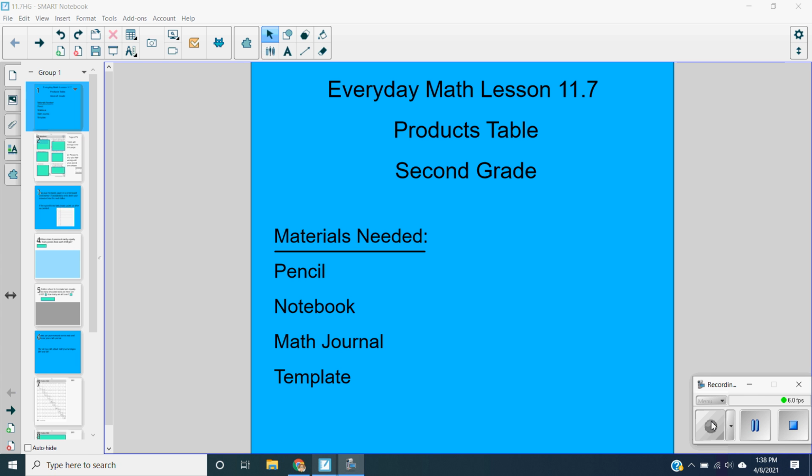Hi boys and girls, welcome to Everyday Math Lesson 11.7, Products Table. The materials that you'll need today: pencil, notebook, math journal, and your template.